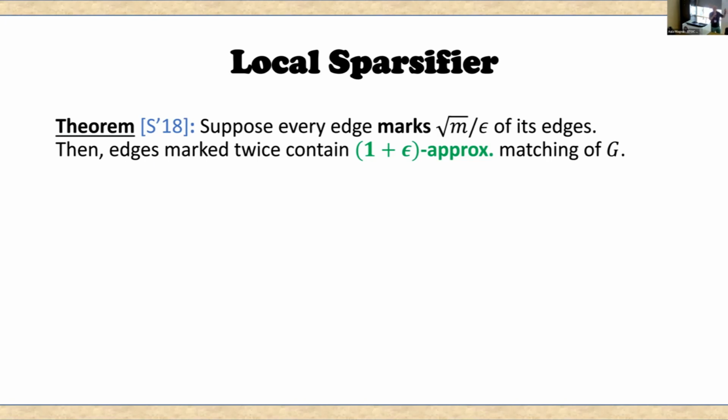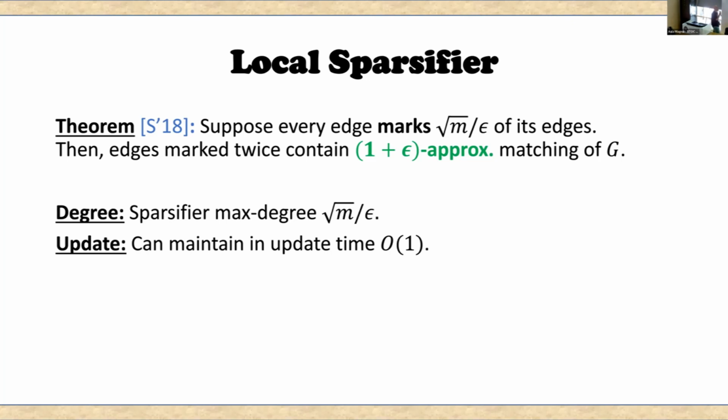Okay, so I'm not going to prove this, but let me go through the template that we're going to see in this talk with this illustrative example. So what's the degree of this sparsifier? Trivially, it's at most root m over epsilon. No edge has more than the number of edges it marked in the sparsifier. The update time is, trivially, constant. There's really nothing fancy going on here.